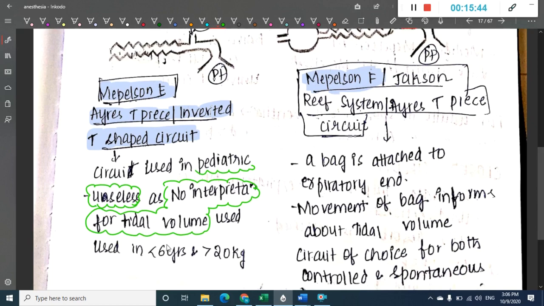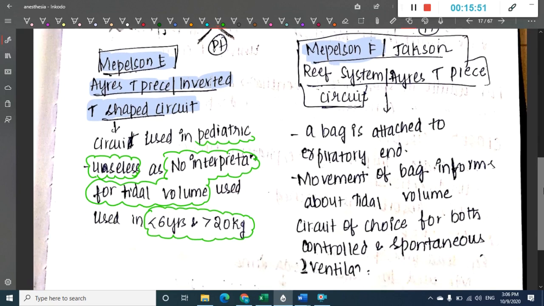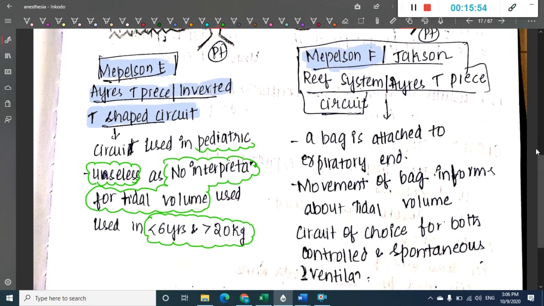It is also used in children less than 6 years of age and those who weigh more than 20 kgs. It can be used in children less than 6 years and more than 20 kgs.